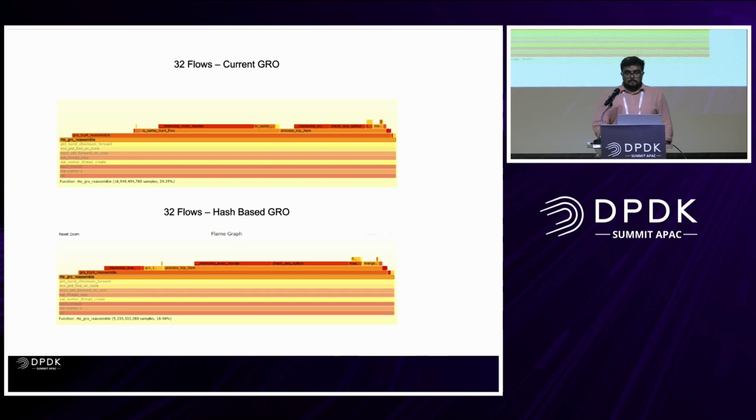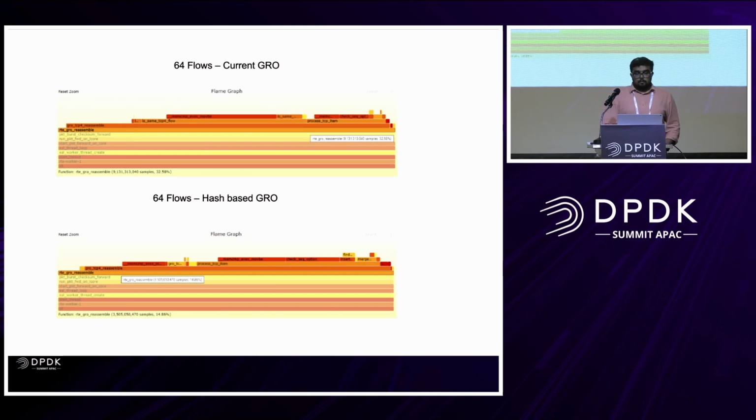So the first numbers are just a flame graph on, let's say, 32 flows, with 32 connections from the iperf client to the server. What we can see here is that with the current implementation, around 30% of the time is utilized in the RTE GRO reassemble function, but with the hash-based approach, it's close to around 18%. This is the relative consumption of the RTE GRO reassemble function during the test that was run.